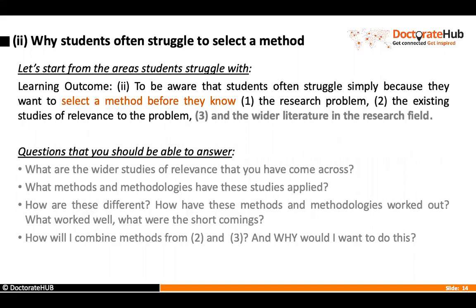Okay, I can ask. This is Mohammed from Kuwait. Could you please explain the difference between methods and methodology, please, again?